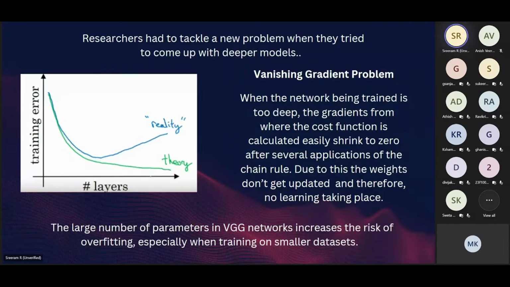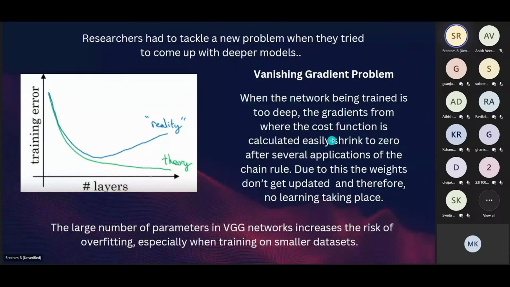So you know that in the backpropagation step, we'll be calculating the gradients of the cost function with respect to those parameters, and then we'll be updating them, right? So that's what backpropagation is. When you do that, you find that these gradients are actually shrinking to zero. Now, why is this a problem?